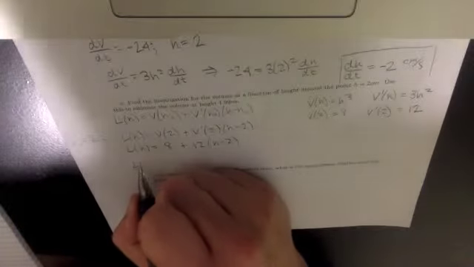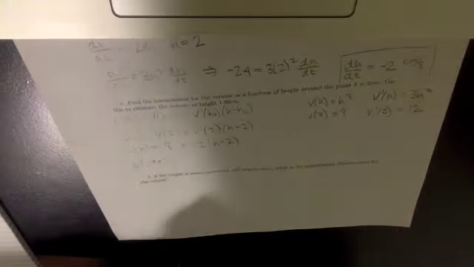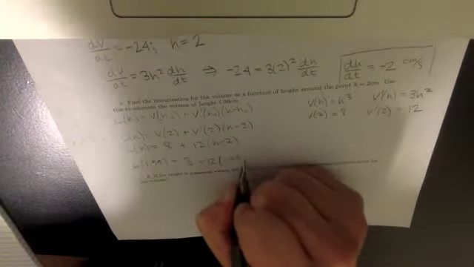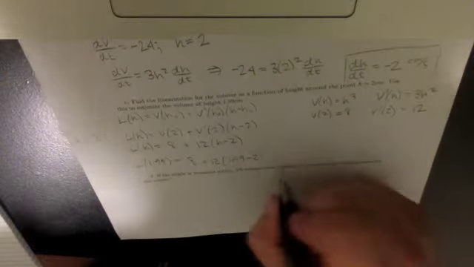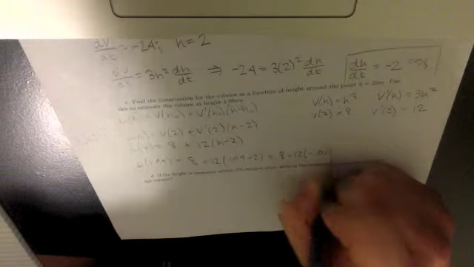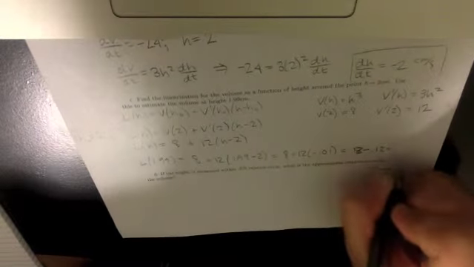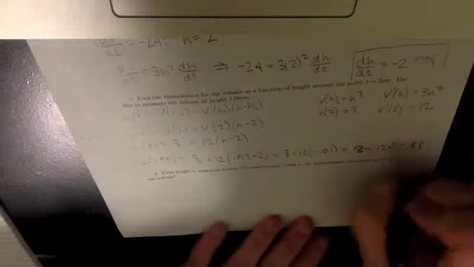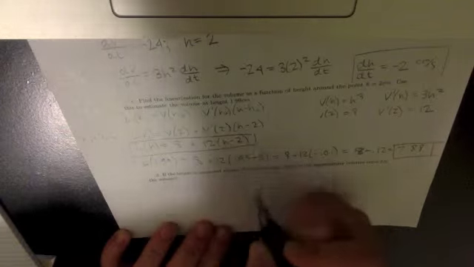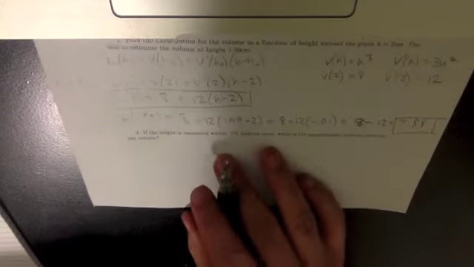Now I want to use it to estimate what the volume is at 1.99 centimeters for height. So this tells us that we think it's going to be 8 plus 12 times 1.99 minus 2, which is just equal to 8 plus 12 times negative 0.01, which is 8 minus 0.12, or 7.88. So our estimation is 7.88, and our linearization for the volume as a function of height around the point h equals 2 centimeters is L of h equals 8 plus 12 times h minus 2.